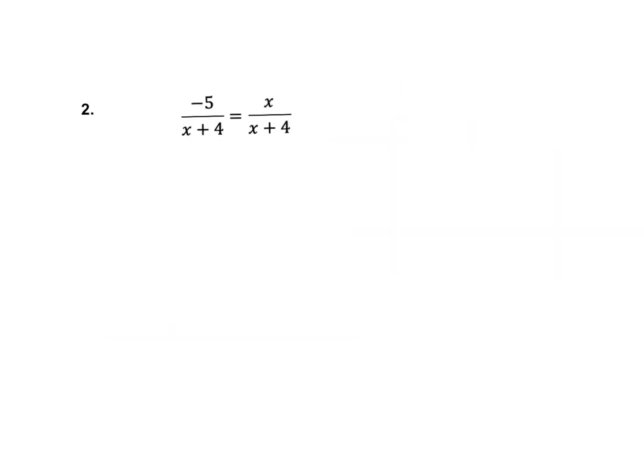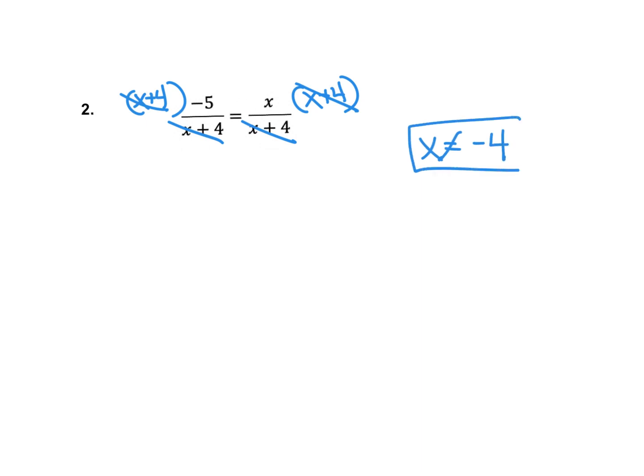All right, question number 2. Again, we're going to multiply by x plus 4 on both sides. So x plus 4 and x plus 4. And notice what's going to happen here, they're going to cancel out over here as well. We should have done our excluded value. x cannot be equal to negative 4. And then now we have negative 5 is equal to x. So I really don't have anything more to solve. So x is equal to negative 5, and x cannot be equal to negative 4.